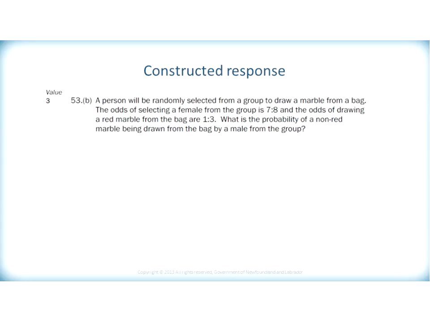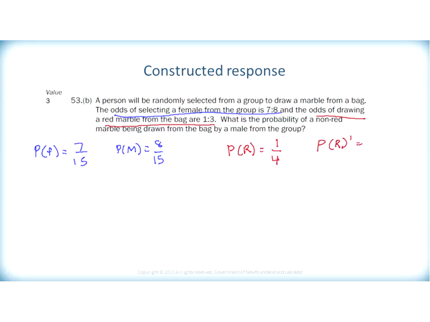A person will be randomly selected from a group to draw a marble from a bag. The odds of selecting a female from the group is 7 to 8. So that means the probability of a female will be 7 over 15. That will give us the probability of a male being 8 over 15. It also says that the odds of drawing a red marble will be, so the probability of getting a red one will be 1 over 4. And the probability of a non-red, of course that's the complement of red, is going to be 3 over 4.